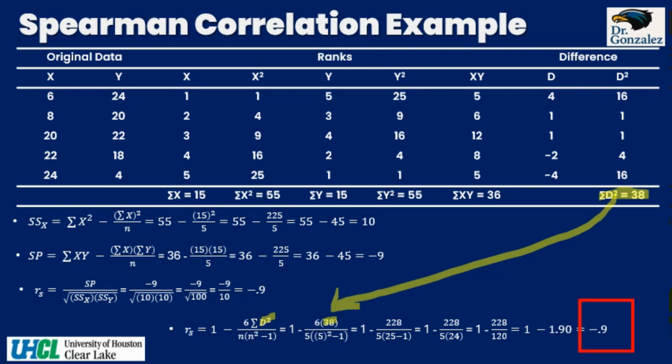In the end, though, you get something that looks a lot like a correlation coefficient. I've got R sub S, which is S for Spearman, is equal to negative 0.9. So that looks surprisingly a lot like a Pearson's correlation coefficient there, okay?